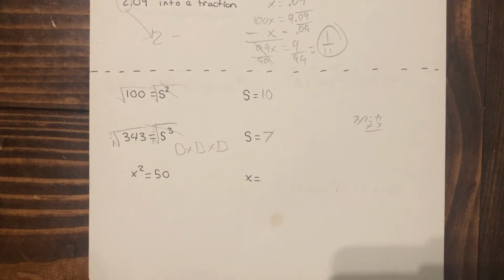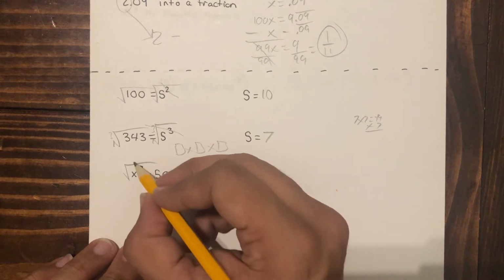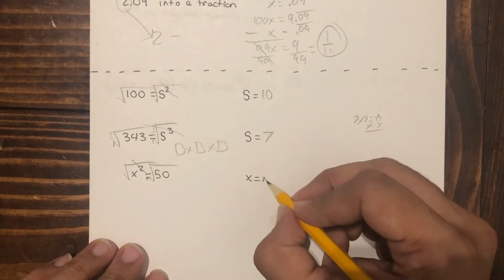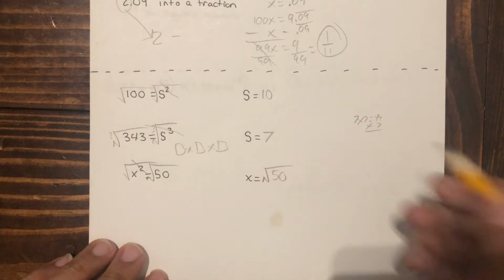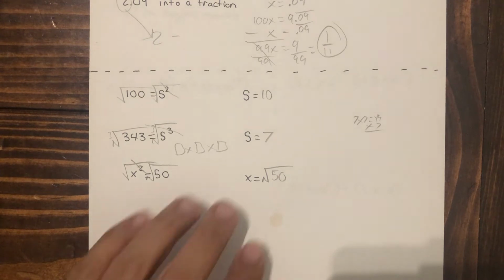I know 7 times 7 is 49, and 8 times 8 is 64, so 50 is somewhere in between. If that happens, okay, remember how we solve it. If you do not know the answer to the square root of 50, then the answer is just the square root of 50. It's an irrational number. There's no way you're going to write the actual answer here, so that's what you do here.